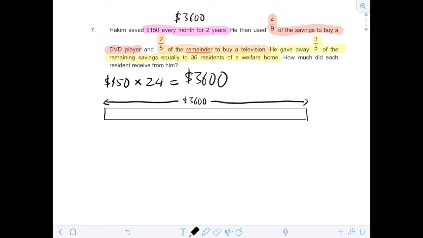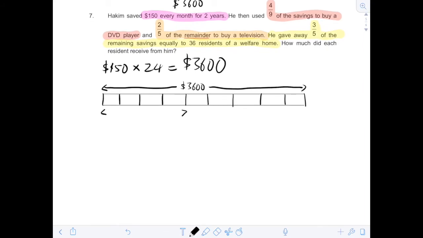Now he used 4/9 of the savings to buy a DVD player. So we're going to split this into 9 parts. Now we have 9 parts. He used 4/9 of the savings to buy a DVD player, so 1, 2, 3, 4 over 9 is a DVD. Remaining we have 5 parts left, and 2/5 of the remainder to buy a television. Now we're actually looking at this part here, which is the remainder. Once we're looking at this part, the rest of it we're not going to bother, we're just going to cover it up.